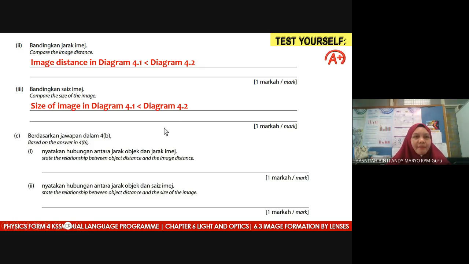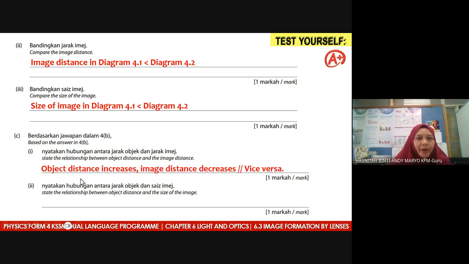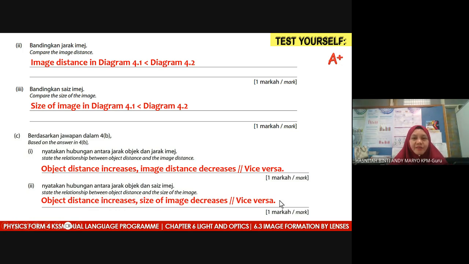Then based on your answer, state the relationship between object distance and image distance. So what happened? When object distance increases, image distance decreases. Or vice versa: when object distance decreases, image distance increases. Then state the relationship between object distance and size of image. You can see from the diagram, object distance increases, size of image decreases, or vice versa.